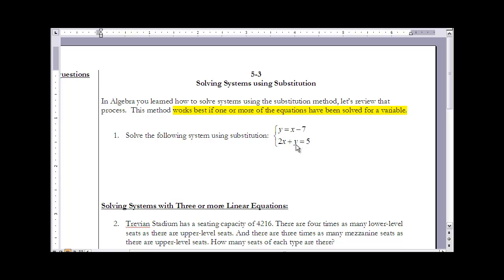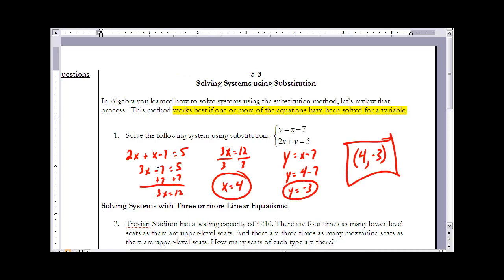Okay? So what I'm going to do is rewrite the bottom equation, taking y out and putting x minus 7 in. If I do that, we can then solve for x. So you'll notice that I've rewritten the bottom one, I took y out, I put x minus 7 in, and then I went through and solved.